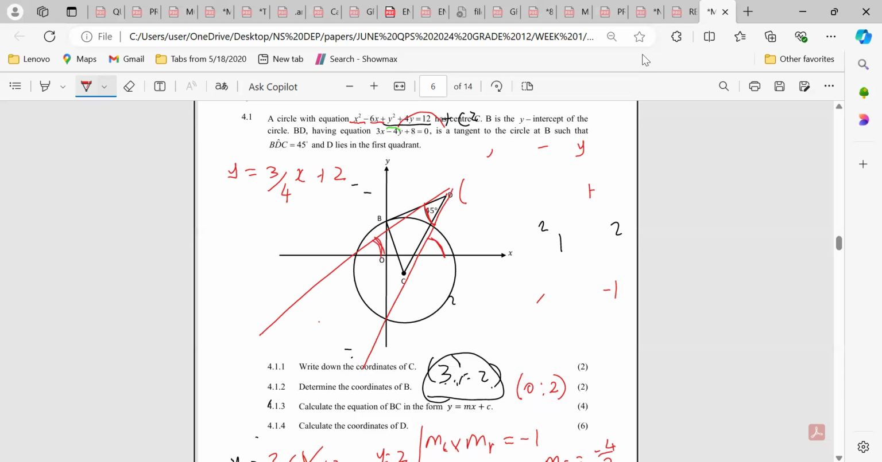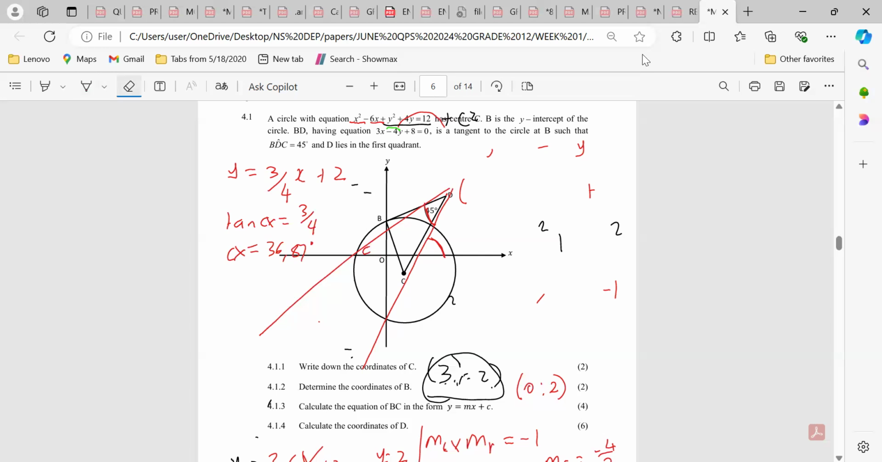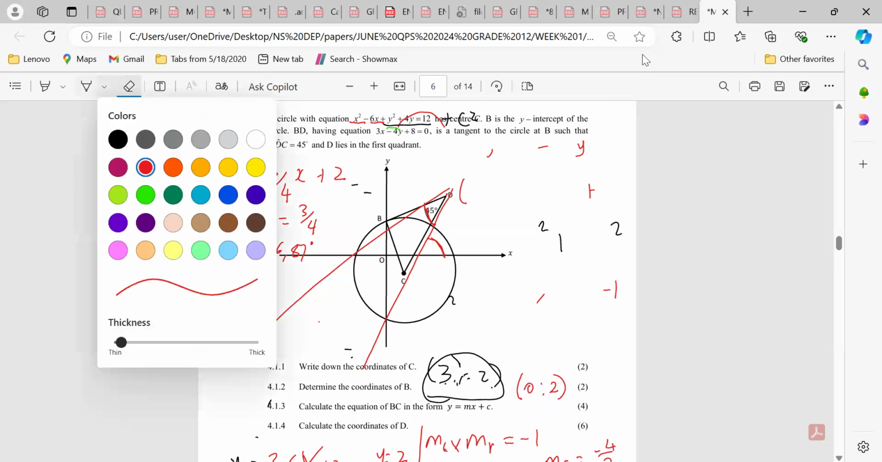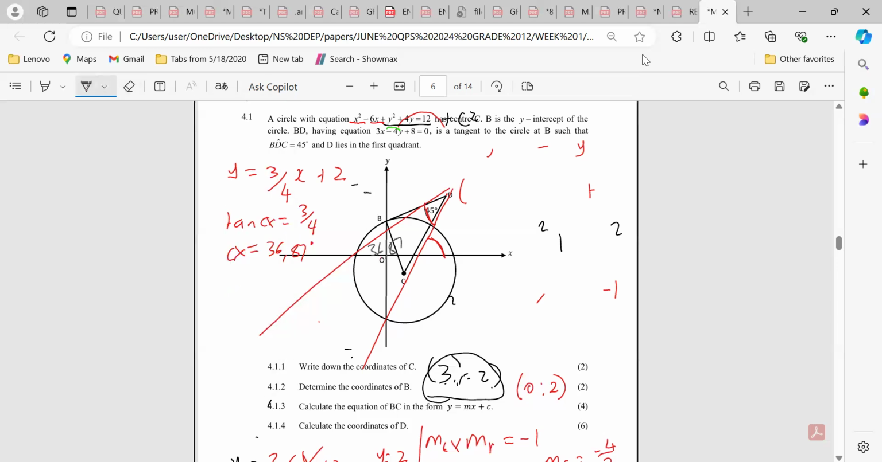I think we already know the gradient of line BD, so we can get that angle there. Let's call this one alpha. The tan of alpha is going to be given by 3 all over 4. So alpha is 36.87. Let's update here and say this one is 36.87.